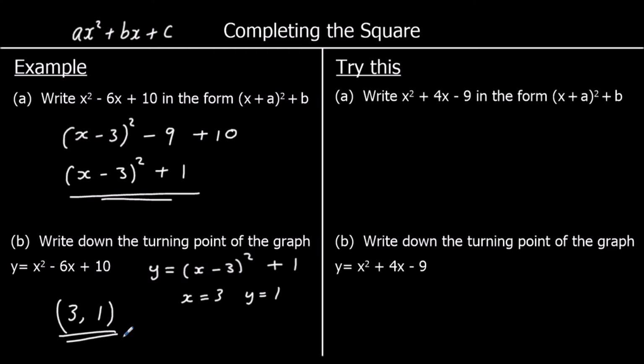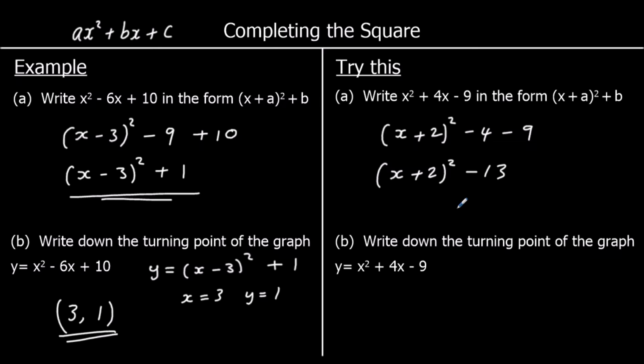So we've got x squared plus 4x minus 9. We're going to half the b number. So it'd be x plus 2 squared in the bracket. Now we're going to take away 2 squared, which is 4. And we've got a minus 9 on the end as well. So we've got x plus 2 squared minus 13.